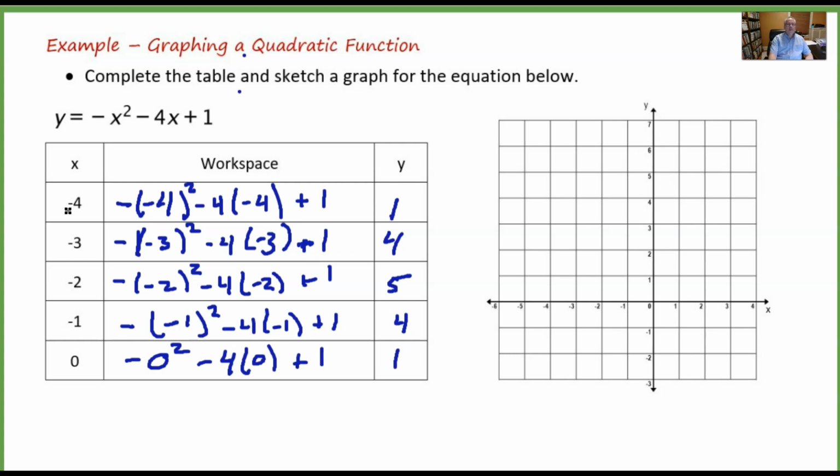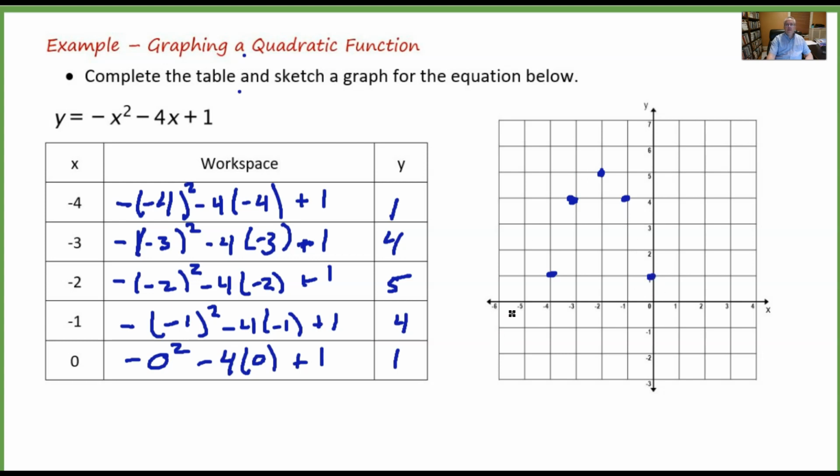All right, now we're going to plot them. X is -4, y is 1. That would be right there. When x is -3, y is 4. So that point is there. -2, 5 is here. -1, 4 is here. And 0, 1 is right there.